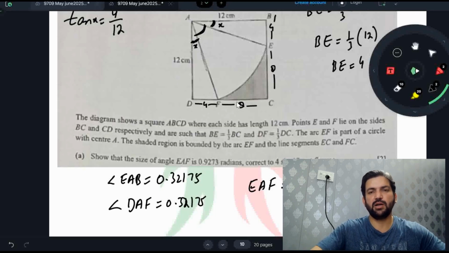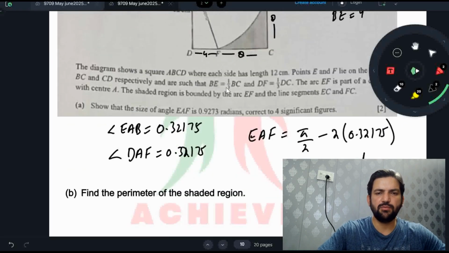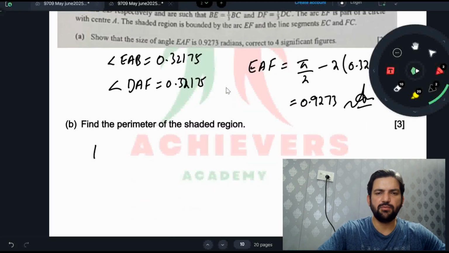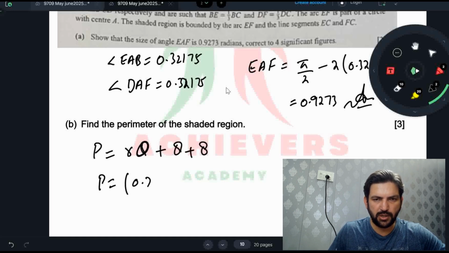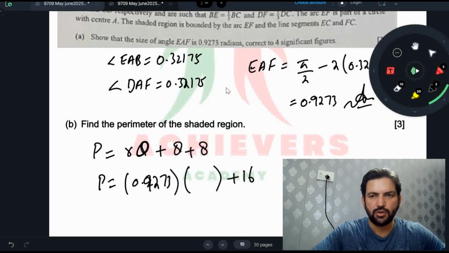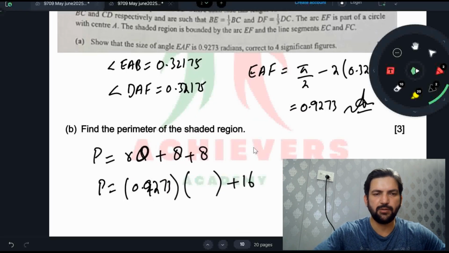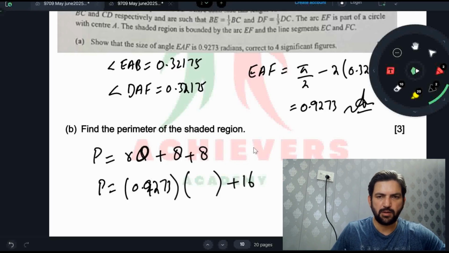Now we have to find the arc length. The formula for arc length is s equals r theta. So perimeter will be equal to the arc length r theta plus 8 plus 8. So perimeter will be equal to r times 0.9273, and the radius, how to find the radius? So for the radius, what we have to do is find the radius of the sector.